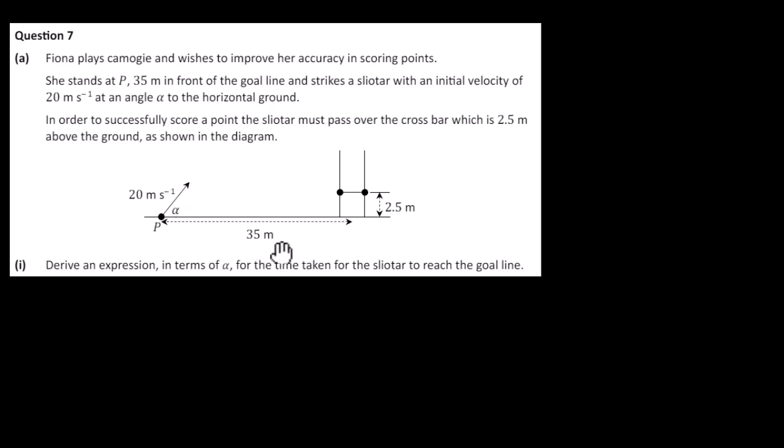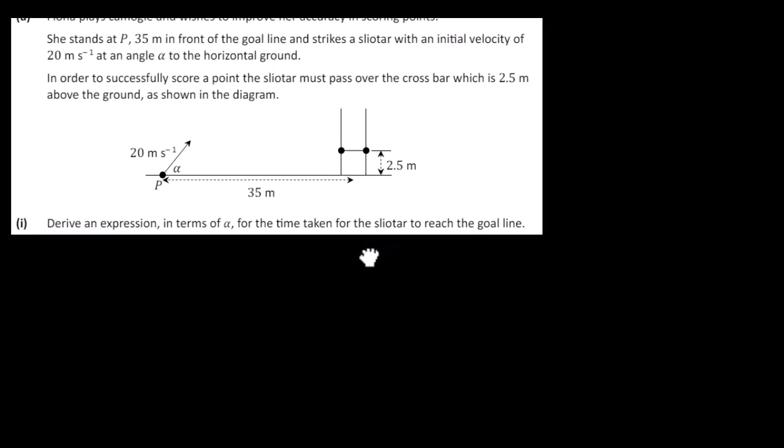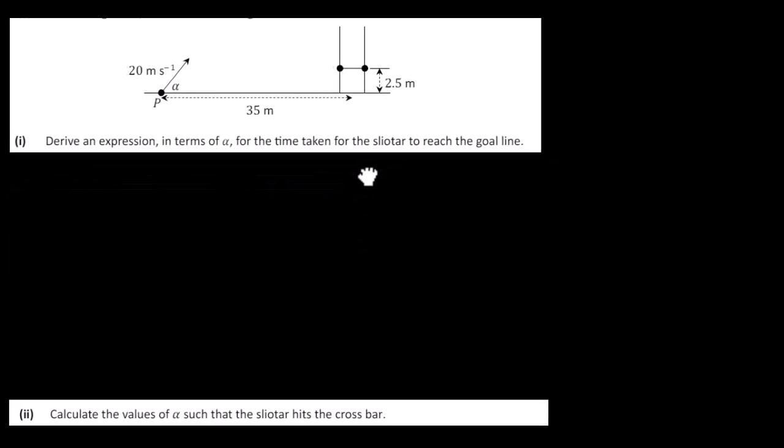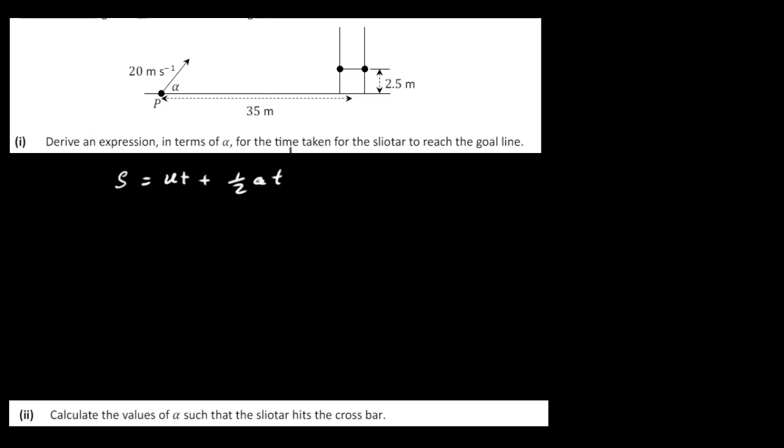In order to successfully score a point, the sliotar must pass over the crossbar, which is 2.5 meters above the ground as shown in the diagram. Derive an expression in terms of alpha for the time taken for the sliotar to reach the goal line. We're going to use, first of all anyway, s equals ut plus half at squared. So we're going to look at the distance in the x direction.